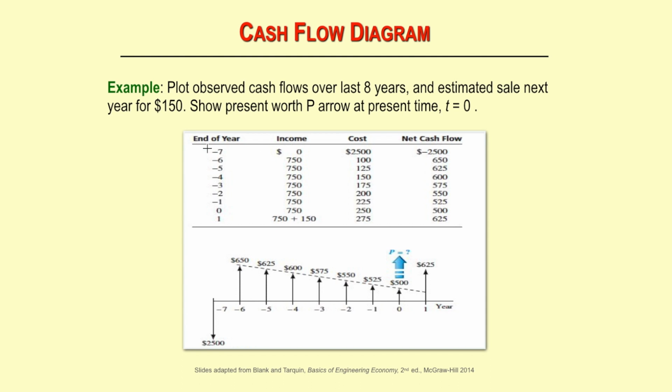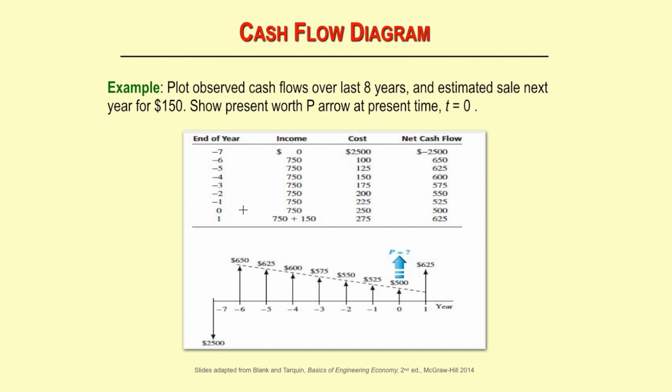So for example, at year t minus 7, the income is 0 and the cost is $2,500. So the net cash flow for that particular year at T-7 is minus $2,500. So this is drawn here. An arrow is pointing downwards at T-7 and the amount is indicated there.